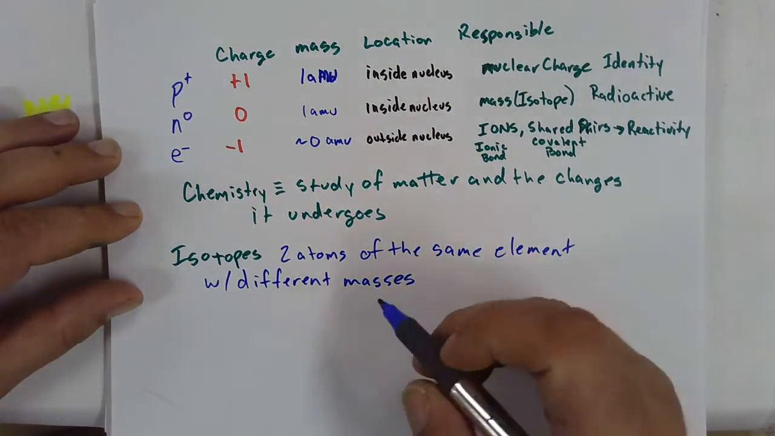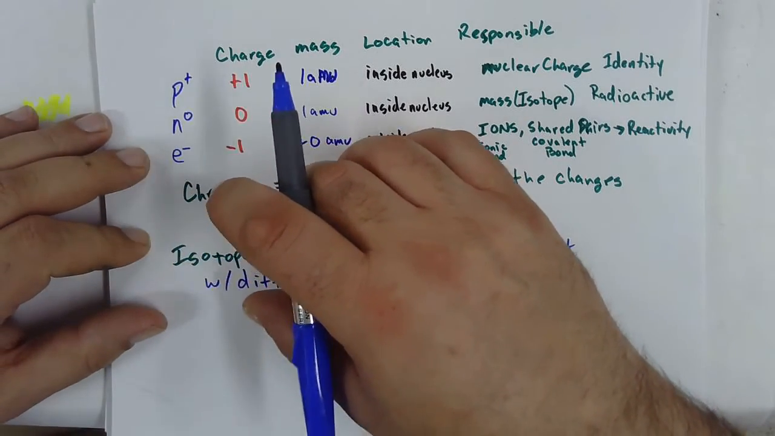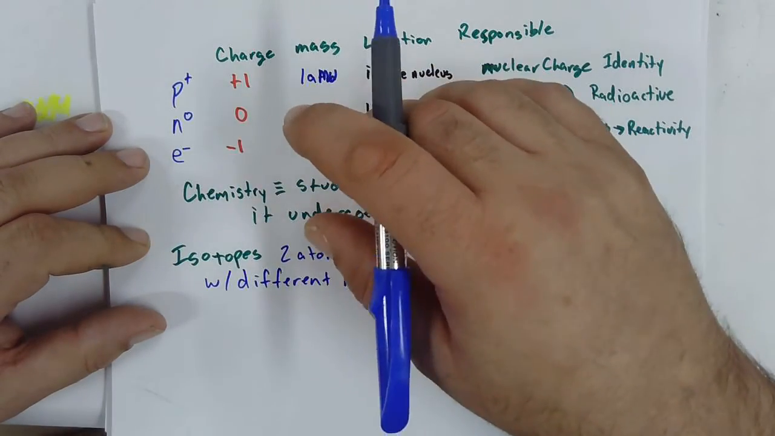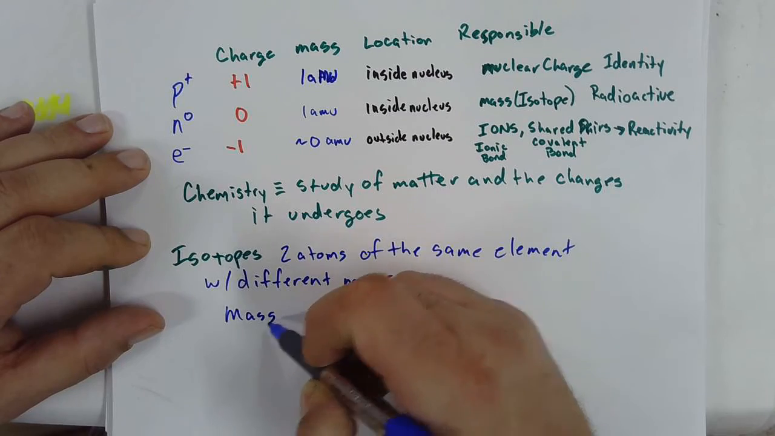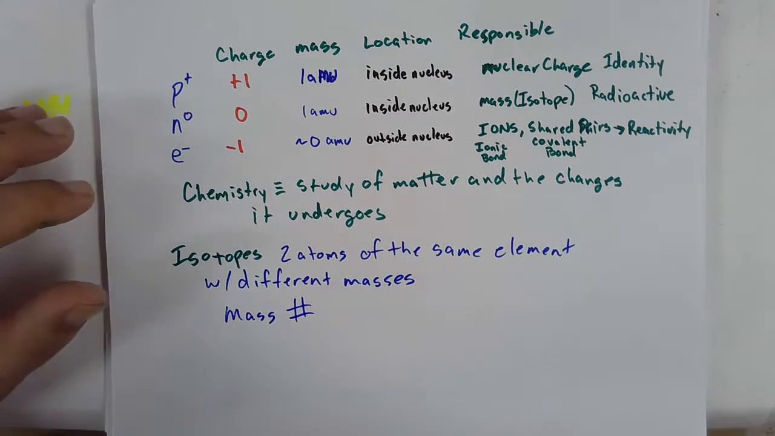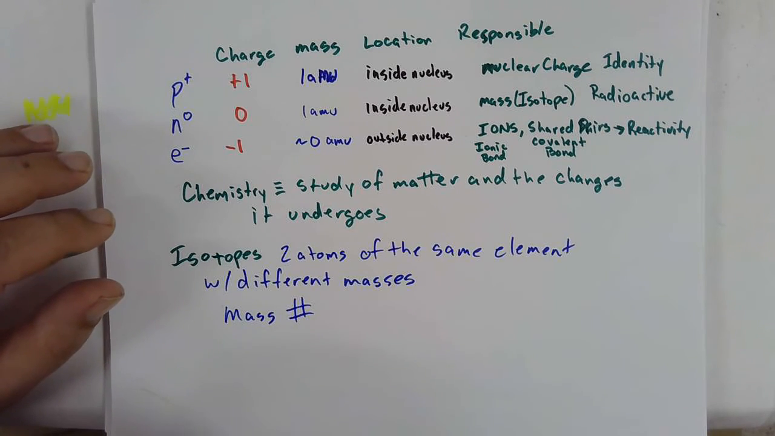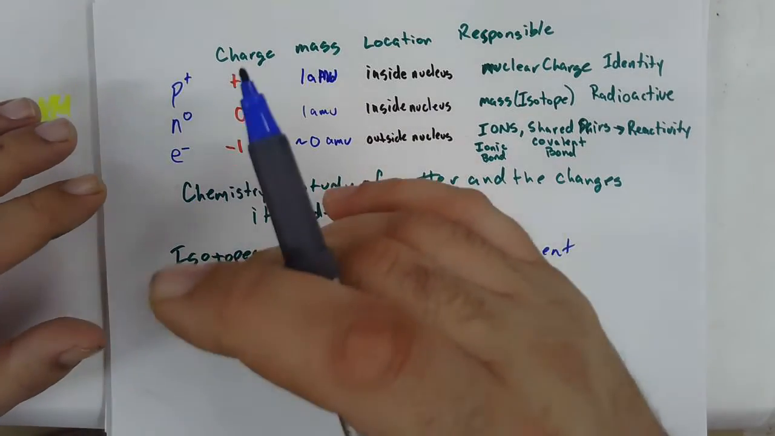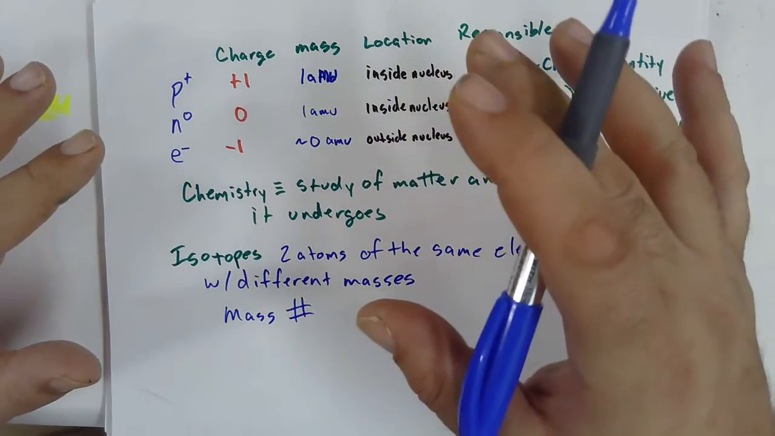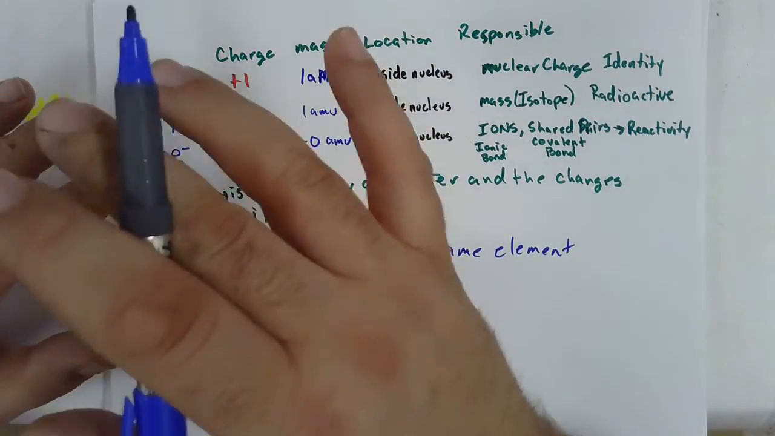Okay? So, when I'm talking about isotopes, I need to know how I'm going to define my isotopes. I define isotopes by the mass number. Mass number is not what you find on the periodic table. What you find on the periodic table is known as the atomic mass. That is the average mass, it's the average weighted mass of all of the isotopes based on their percent abundance. Okay? We're not talking about that.